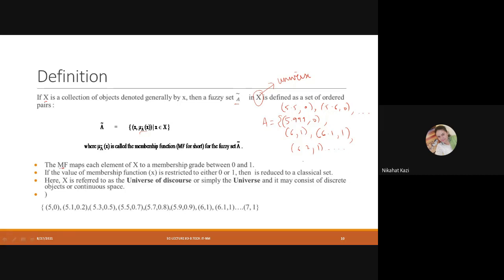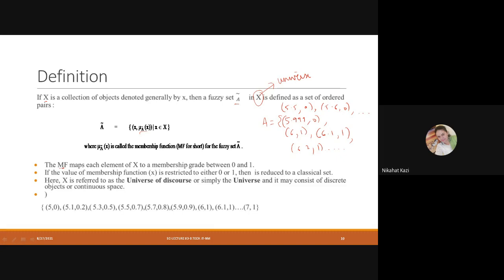All of this having membership value 0 means it is not part of the set A. Only 6, 6.1, 6.2, all these elements are part of set A. So whatever we have written is a classical set. The moment my membership function directly maps the value to either 0 or 1, that set becomes a classical set.